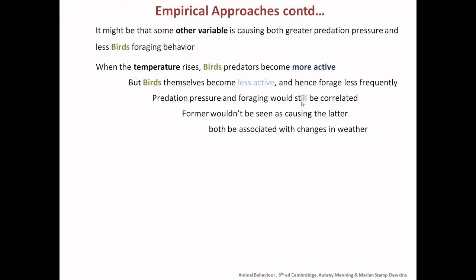Even so, in the presence of the predator there is less bird activity, and predation pressure and foraging would still be correlated. If there are more predators, there is less foraging; that is still possible. They are still correlated though it is related to the temperature, but the former would not be seen as causing the latter. Till now we haven't proved that when there are predators, the birds have a lower frequency of foraging, but it may be associated with the change in the weather. It is related to the temperature.